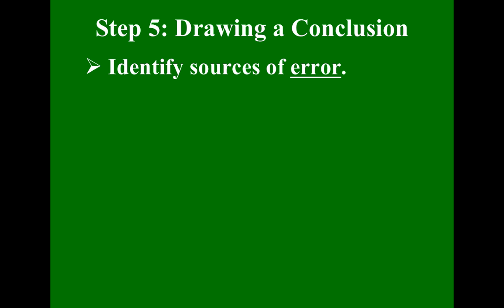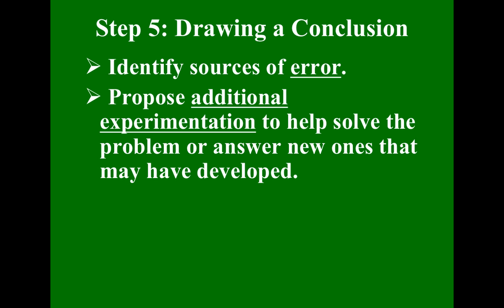You're going to identify sources of error, and these aren't mistakes that you make per se, but they are built-in things in the experiment that don't allow it to maybe run the proper way. You can propose additional experimentation to help solve the problem if maybe you get an answer that's inconclusive, or you can answer new ones that have developed.